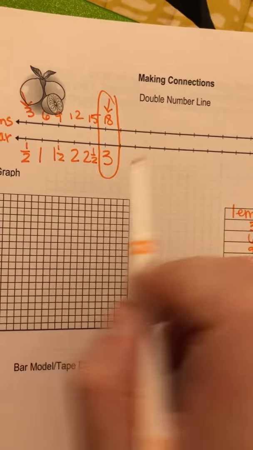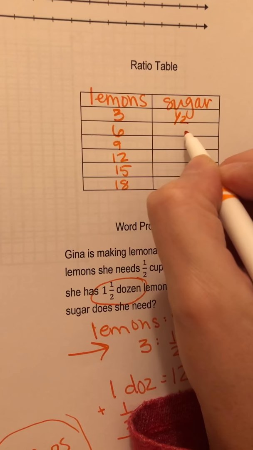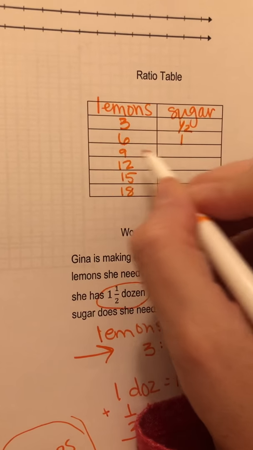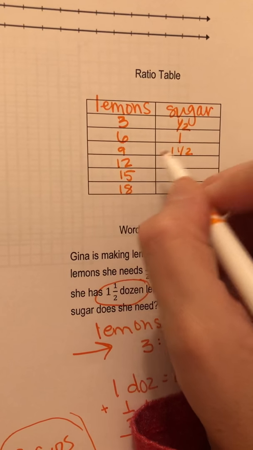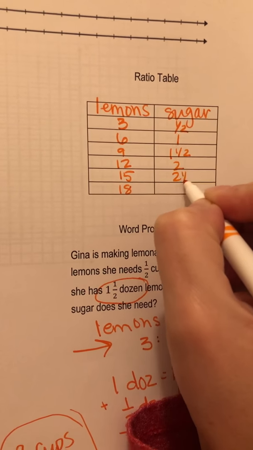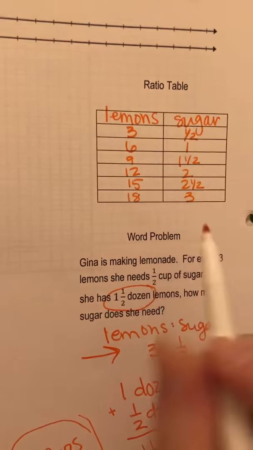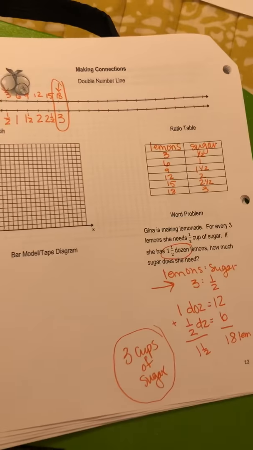And our sugar, we did for 3 lemons, ½ cup of sugar. 6 lemons, a whole cup of sugar. 9 lemons, 1 1/2 cups of sugar. 12 lemons, 2 cups of sugar. 2.5, 3. And again, we get our answer again, that 18 lemons has 3 cups of sugar.